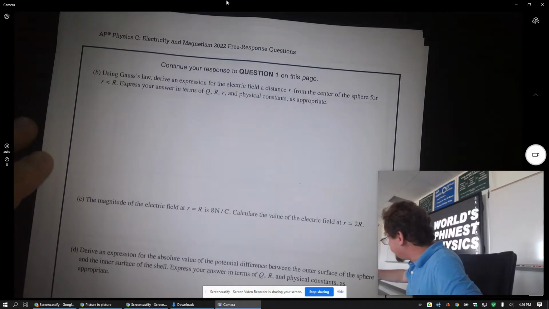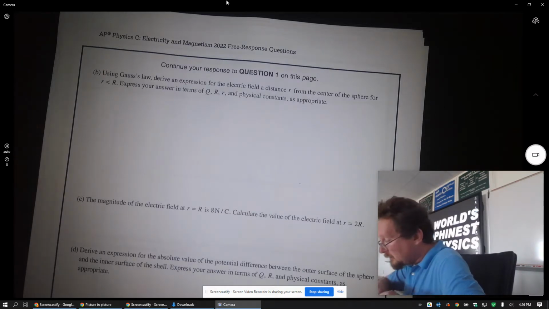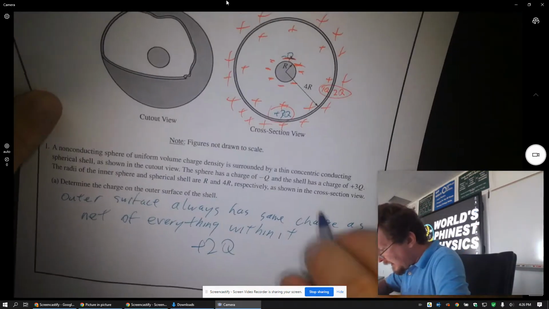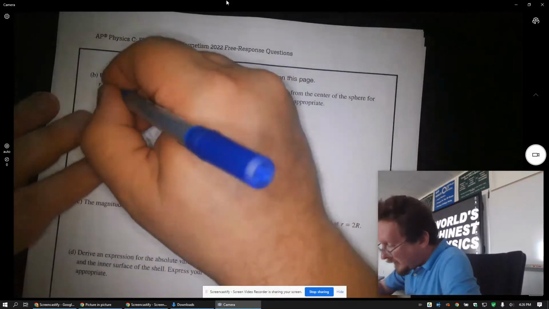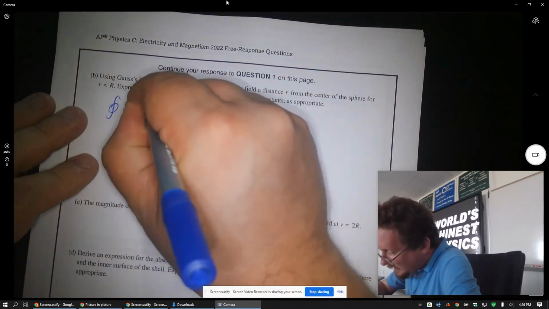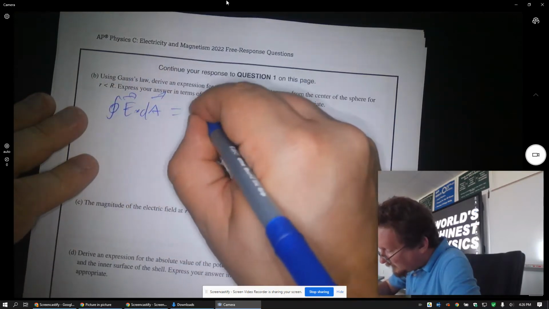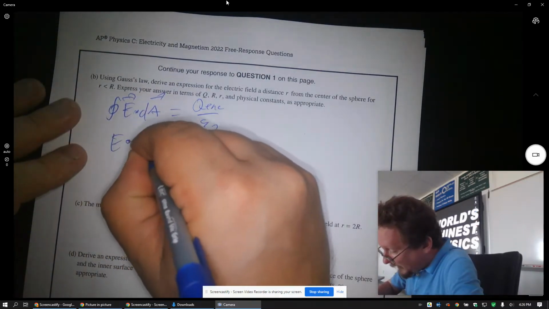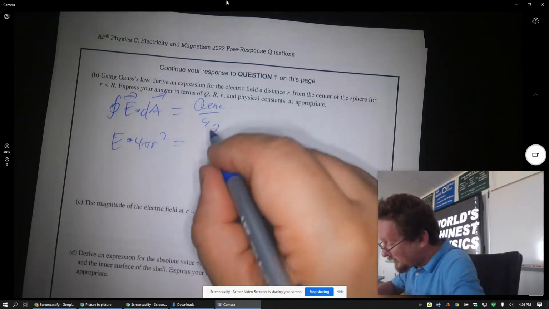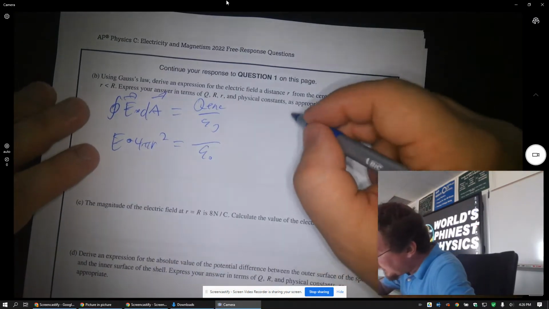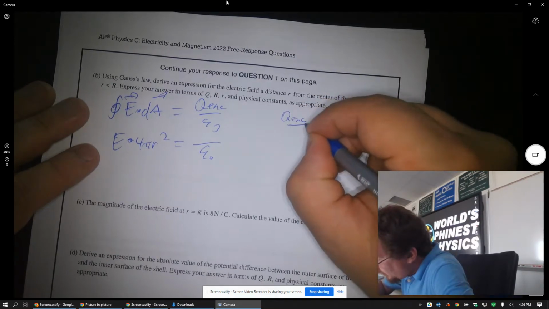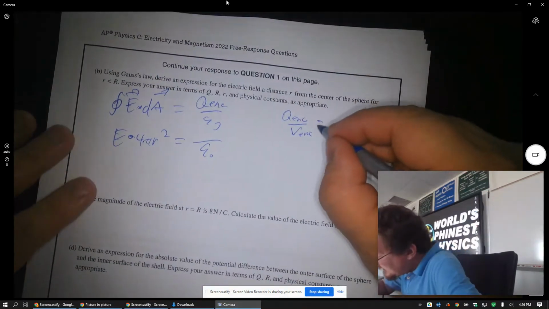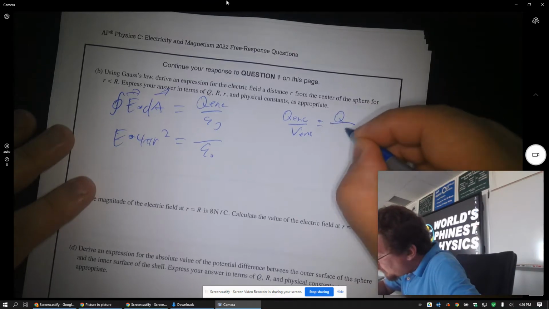Use Gauss's law to derive an expression for the electric field at distance r when you're inside. Wait a minute, it is non-conducting. So integral E dot dA equals Q enclosed over epsilon naught. This is a sphere, so E times 4 pi r squared. The integral side is the easy part. The Q enclosed side is always the hard part. So let's have a look. It said it was uniformly dense, yes, uniform volume charge density. Uniformly dense means that Q enclosed over volume enclosed equals Q total over volume total.